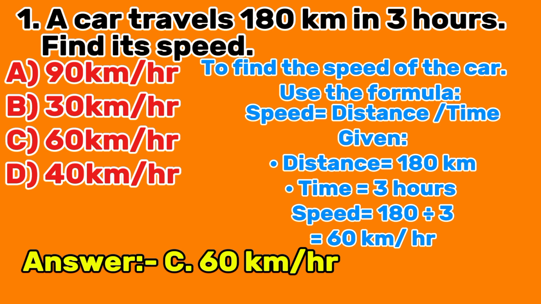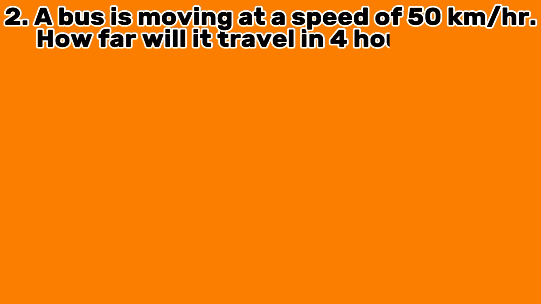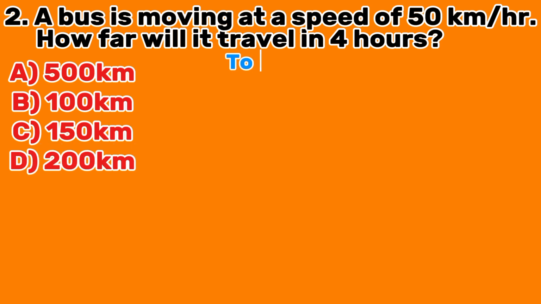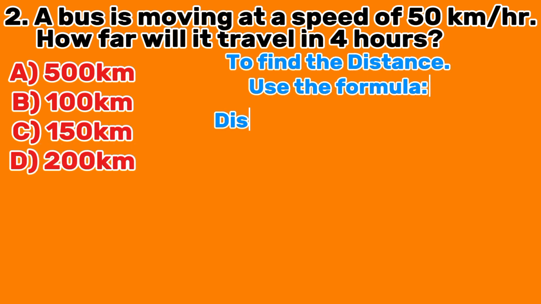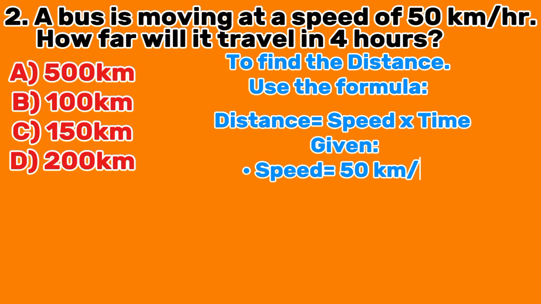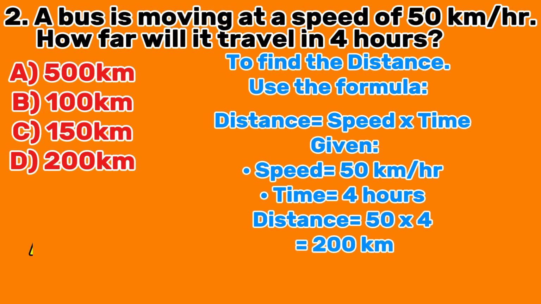60 km/h. 2. A bus is moving at a speed of 50 km/h. How far will it travel in 4 hours? A. 500 km. B. 100 km. C. 150 km. D. 200 km. To find the distance, use the formula: distance equals speed times time. Given, speed equals 50 km/h, time equals 4 hours. Distance equals 50 times 4, equals 200 km. Answer D.